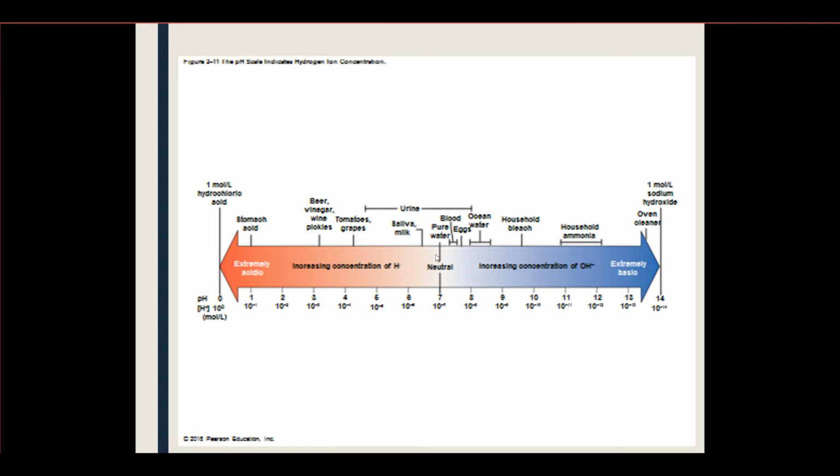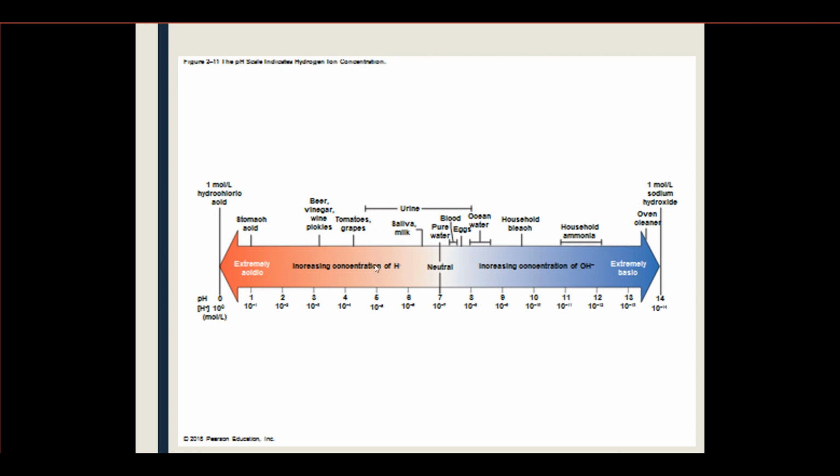The pH scale over here, from neutral this way, we're having an increased concentration of not hydrogen ions but hydroxyl, and that becomes more basic. So in the body, things that would be on the alkaline side would be blood. Notice urine can range from being acidic.